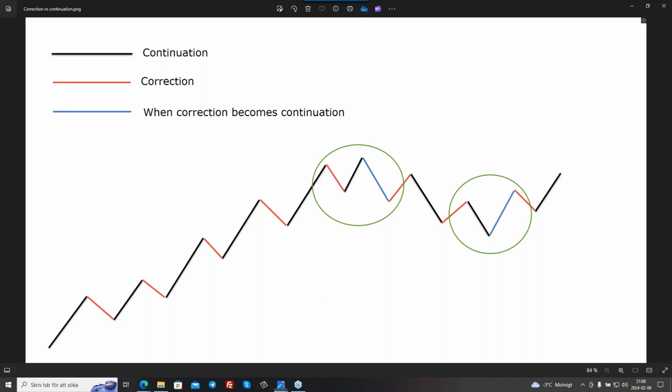So in today's session, I will be talking about continuation and correction. Let's see if I have the right color. It's black, perfect. So everything in here that is black is continuation, and we also have red as correction, and most importantly is when correction becomes continuation, which is blue.